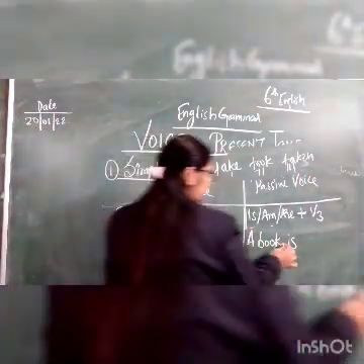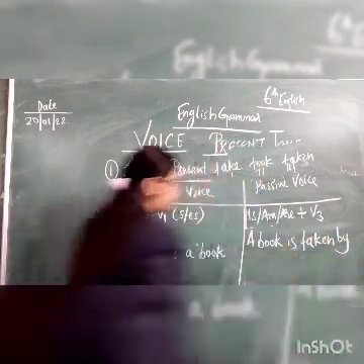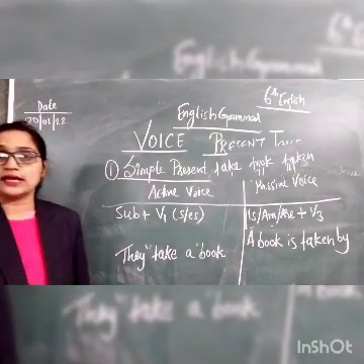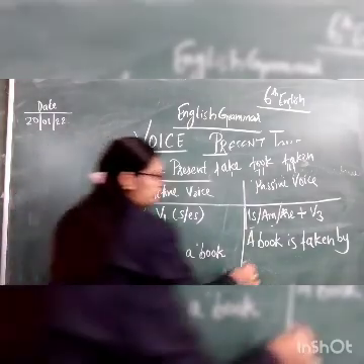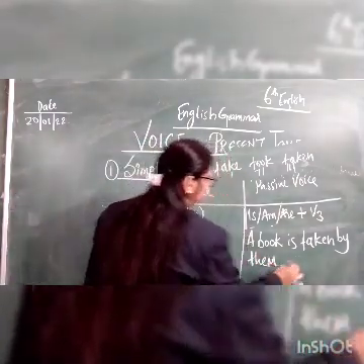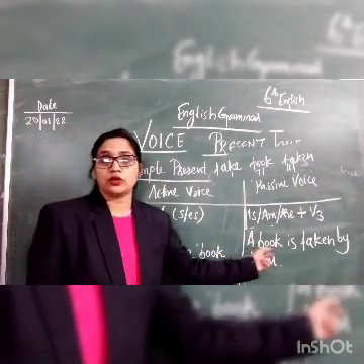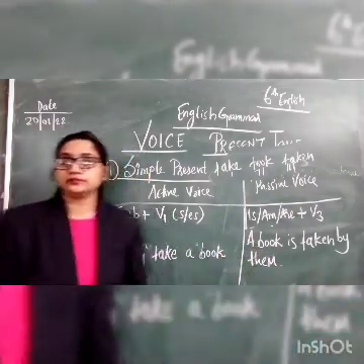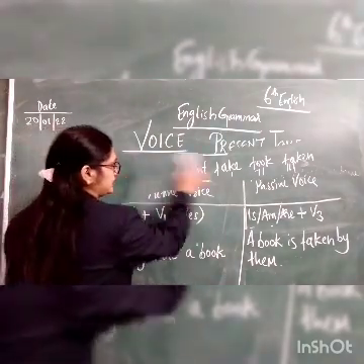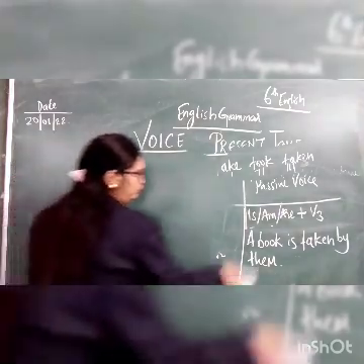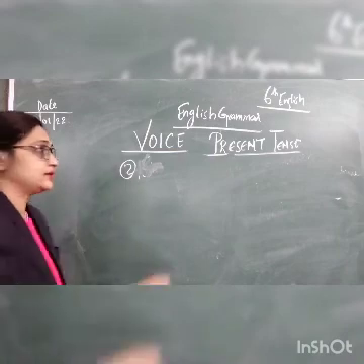So a book is taken by, see here subject is they. When we convert it into passive, they will become them. So the example will be in passive: a book is taken by them. Okay. Next tense.